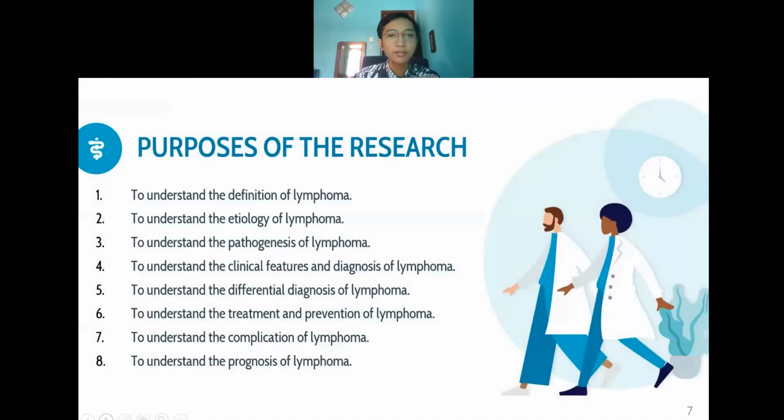Here are the purposes of the research in this student project. First, to understand the definition of lymphoma, the etiology of lymphoma, the pathogenesis of lymphoma, the clinical features and diagnosis of lymphoma, the differential diagnosis of lymphoma, the treatment and prevention of lymphoma, the complications of lymphoma, and the last is to understand the prognosis of lymphoma.